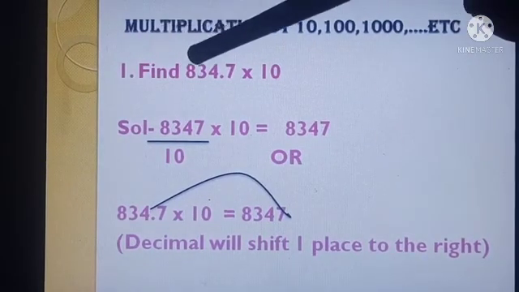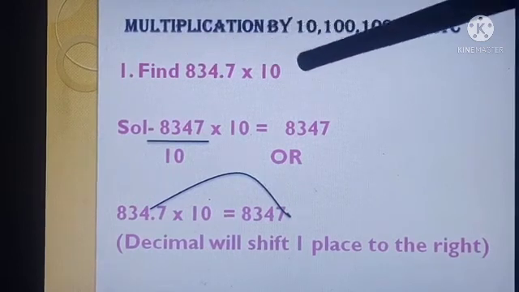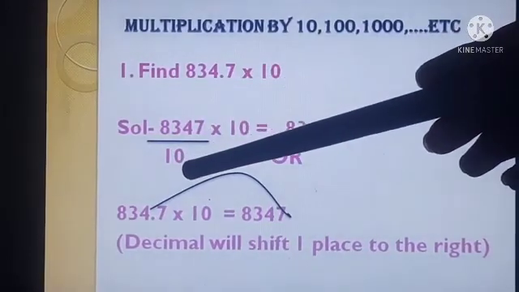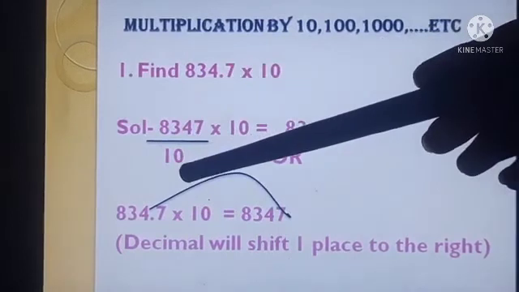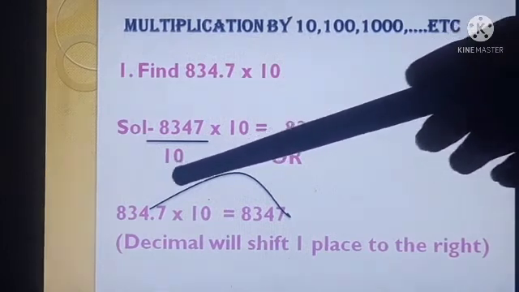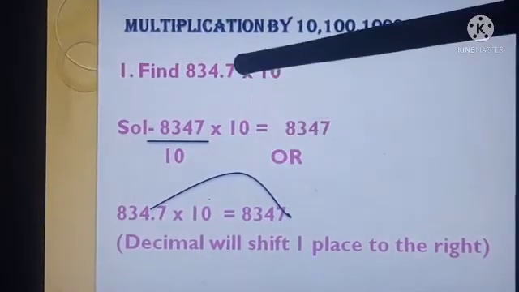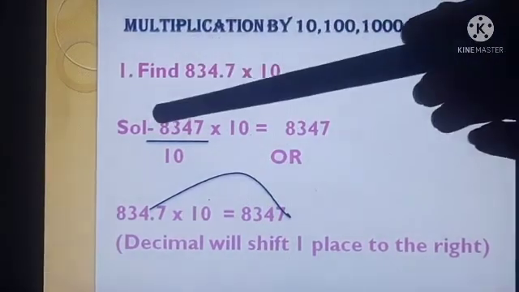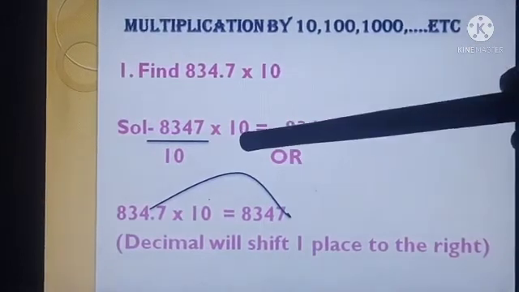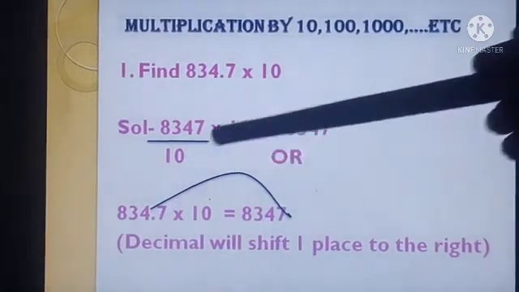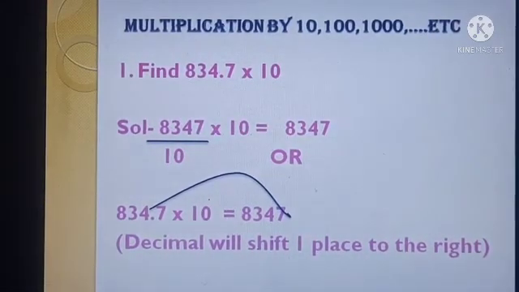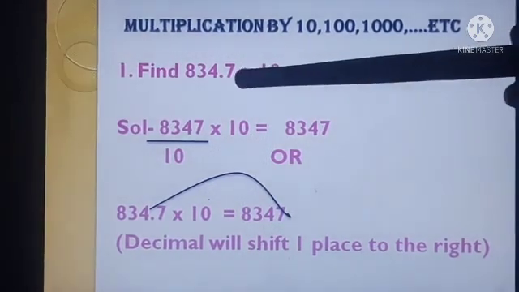So in this first question I have taken 834.7 multiply by 10. If we remove this decimal, the denominator will contain 10 because after the decimal there is one digit. So in the denominator there will be 1 followed by one 0. So 834.7 will become 8347 upon 10, multiply by 10. The 10 in the numerator and 10 in the denominator will cancel. So our answer will become 8347. Right. This is when you are changing it into a fraction.